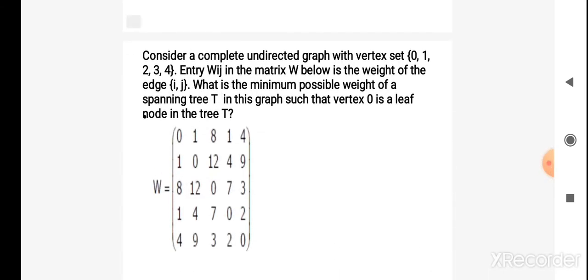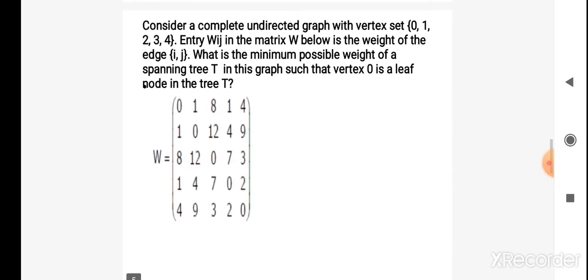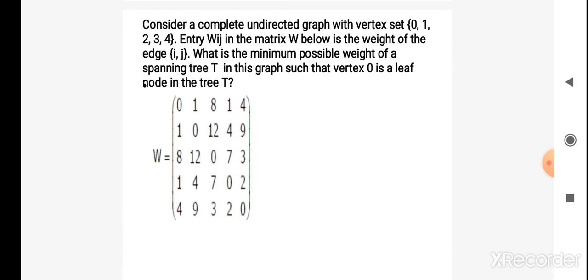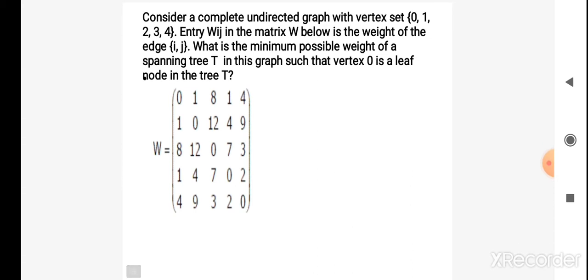Then another question. Consider a complete undirected graph with vertices 0, 1, 2, 3. For an entry Wij in this matrix W, below is the weight of the edge Ij. So here it is 0.